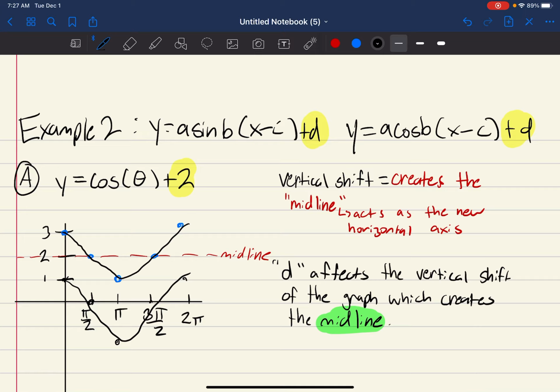I like the midline one because it kind of gives you a new picture of how you have to draw it, versus trying to memorize, try to draw the first graph and then see how it shifts up by 2.